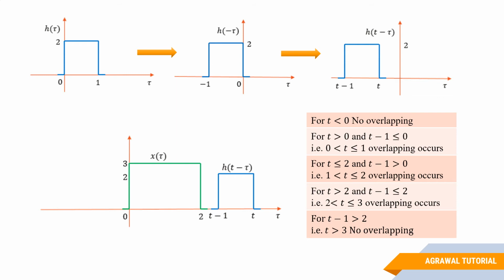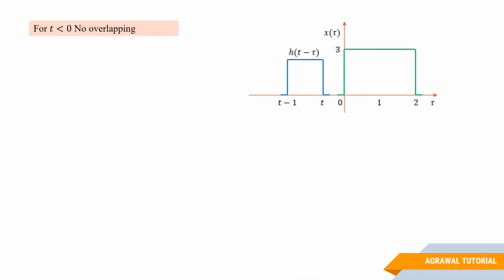So, we have got the overlapping regions. Now, we need to find the area of overlapping in these regions. Okay, so let's find it. So, our first region is when t is less than 0, as no overlapping occurs here. So, the resultant area we get as 0. So, write y of t equal to 0.